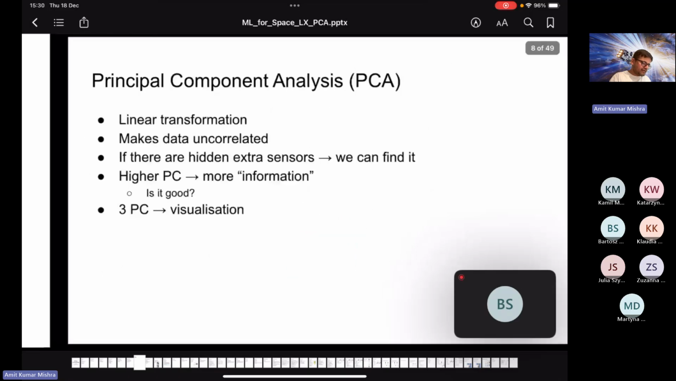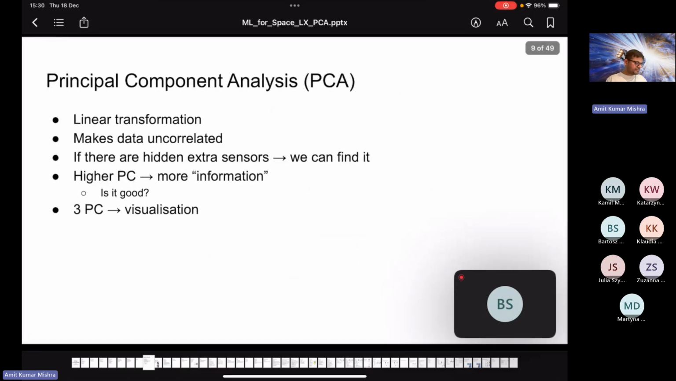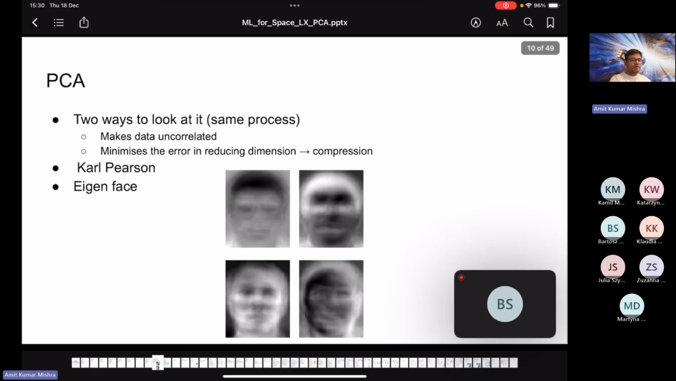Right. Okay. Yeah, we have seen all these things already. Now, one of the first applications of PCA in modern times was for face recognition.